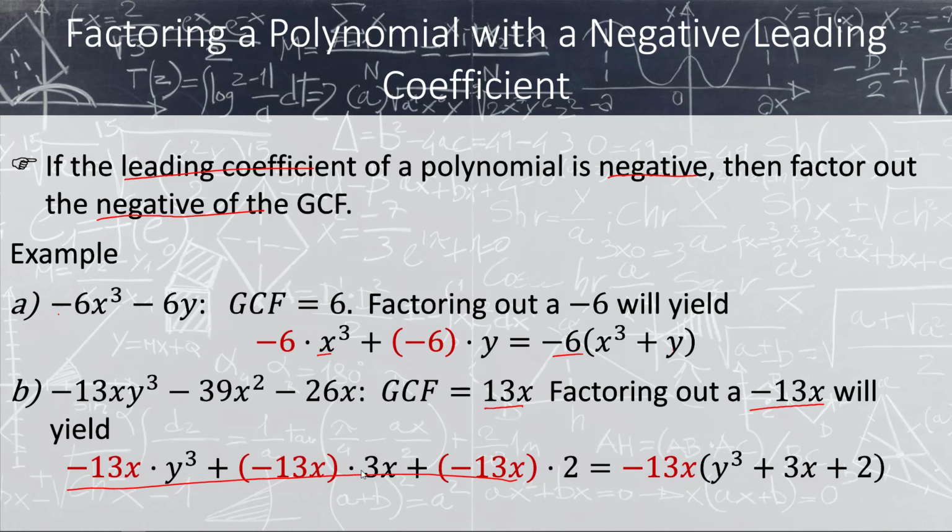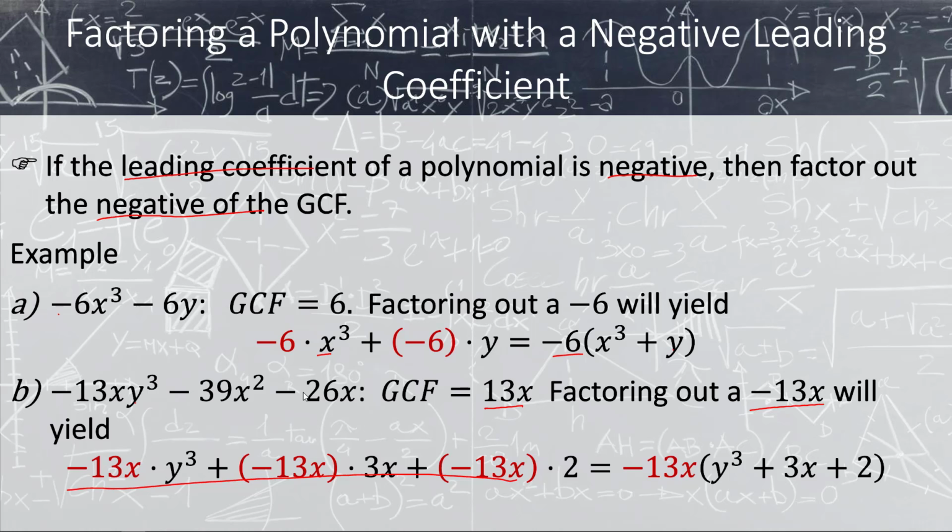Now we can take the negative 13x and move it outside of a set of grouping symbols, leave the other terms inside, and this is how it will be factored. And notice that negative 13x times y cubed produces negative 13xy cubed. Negative 13x times 3x produces negative 39x squared. And finally, negative 13x times 2 gives us negative 26x.